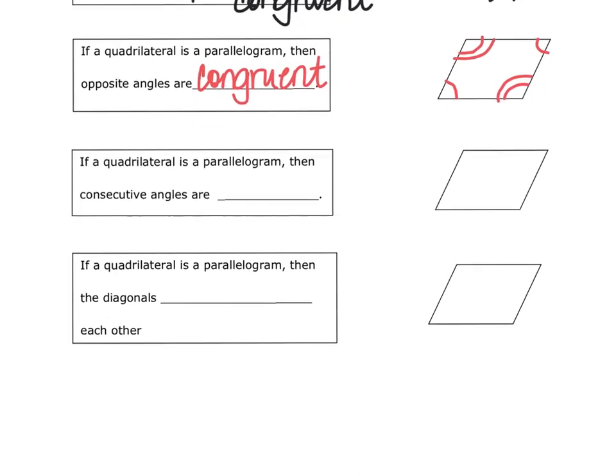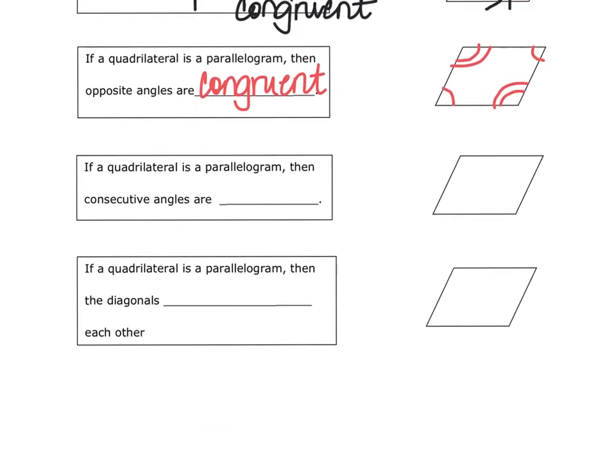If a quadrilateral is a parallelogram, then the consecutive angles are supplementary. And supplementary means that they add up to 180. Okay, consecutive angles are basically next to each other or on the same side.